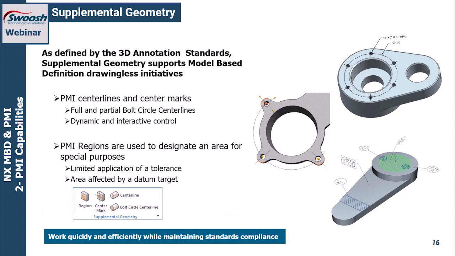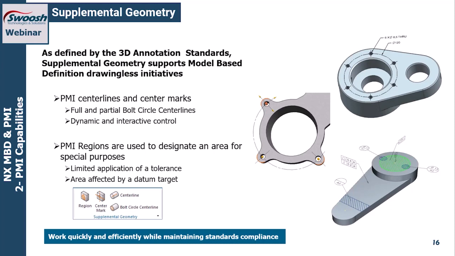Jumping into the next topic here, we'll be looking at supplemental geometry. As defined by your 3D annotation standards, supplemental geometry supports your model-based definition initiatives here. We can apply our PMI center lines and center marks, such as full and partial bolt circle center lines. Dynamic and interactive controls are available with those tools as well. As you're applying these bolt circle center lines, you'll see a series of handles. You can interact with those handles very easily.